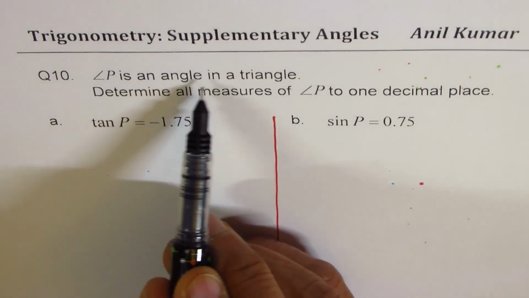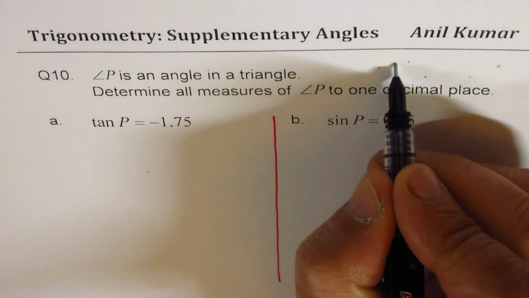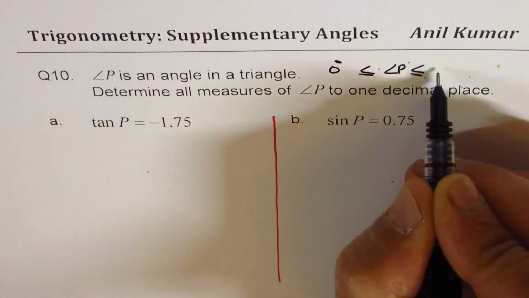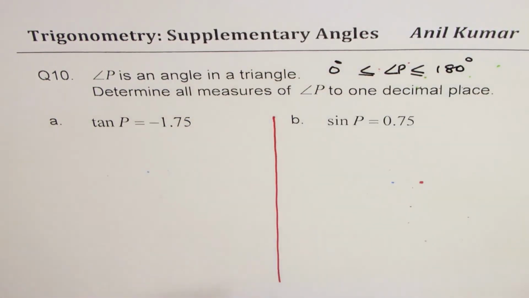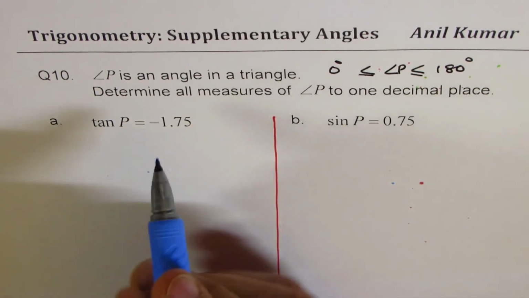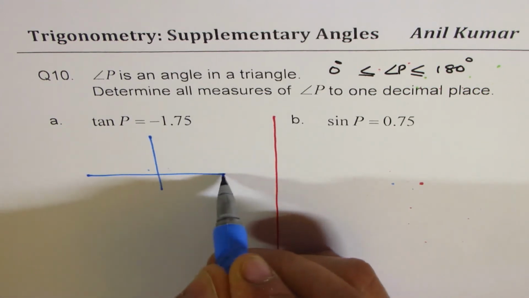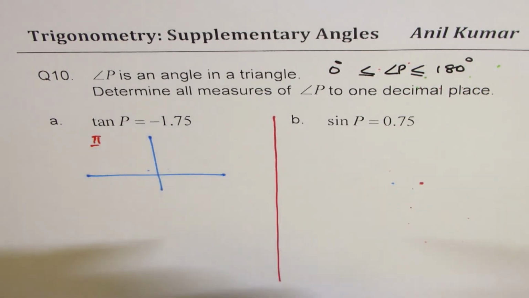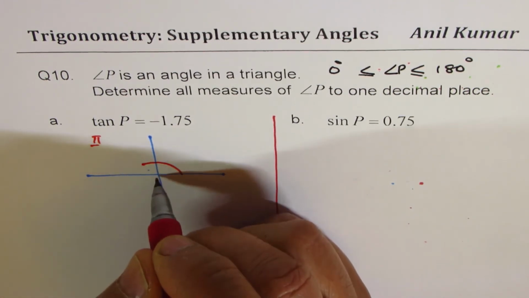Angle P is an angle in a triangle. It really means that angle P has to be between 0 degrees and 180 degrees. I hope that's clear, right? Now, when we say tan value is negative, that means we are looking for quadrant 2, right? So tan P is somewhere in this.